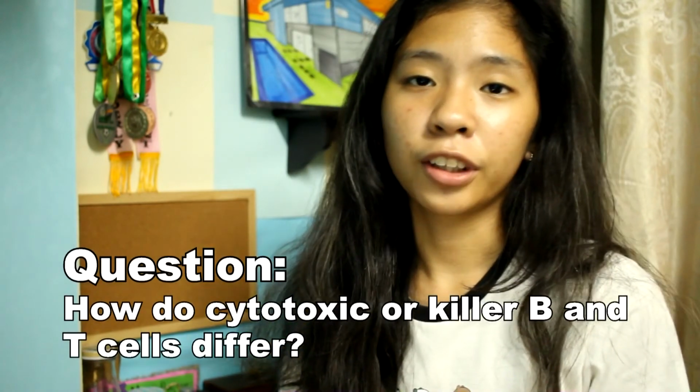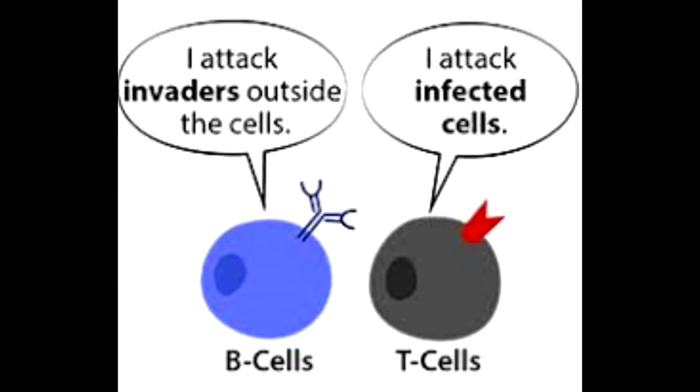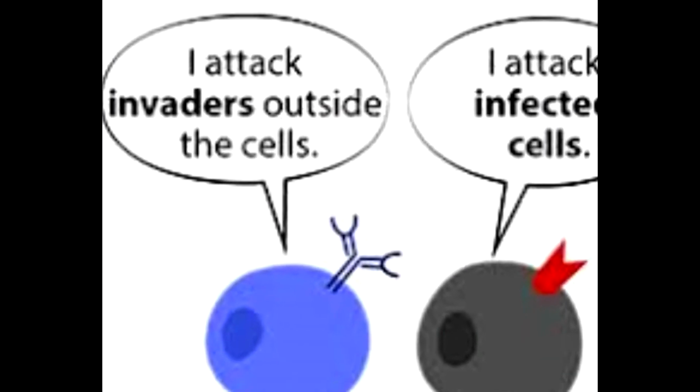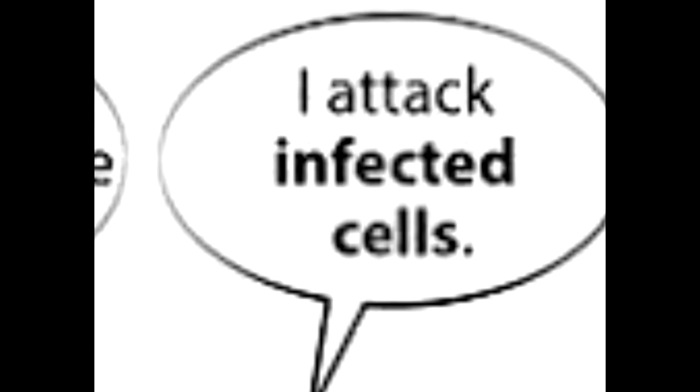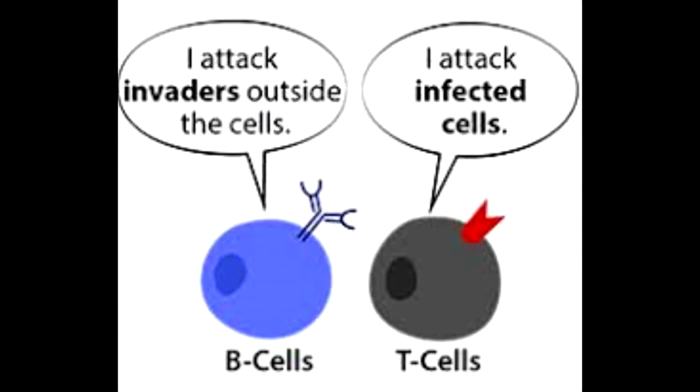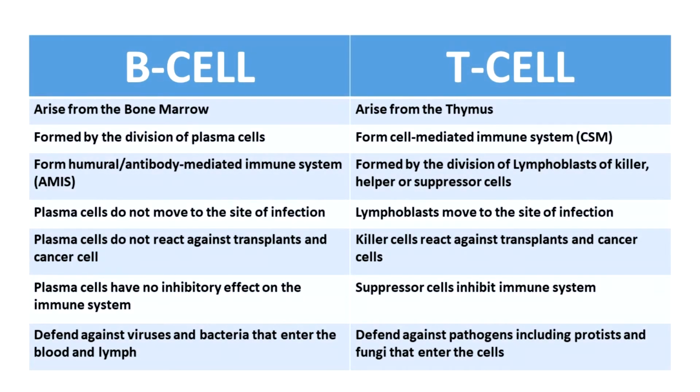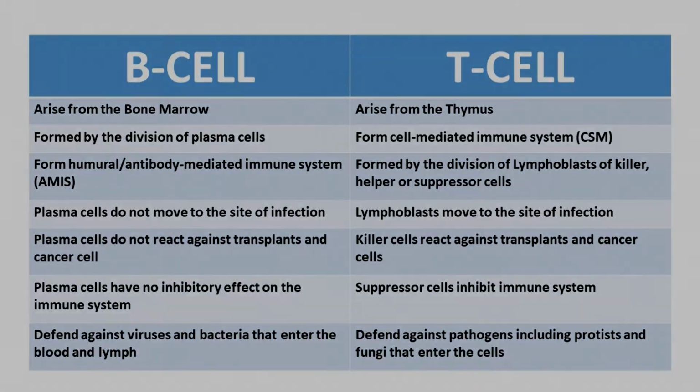The next question is, how do cytotoxic or killer B cells differ from T cells? Aside from the fact that B cells attack invaders outside the cell and T cells attack infected cells, these two cells still share a lot of differences, such as the B cell arises from the bone marrow while the T cell arises from the thymus. The B cell is formed by the division of plasma cells, while the T cell is formed by the division of lymphoblasts of killer, helper, or suppressor cells.